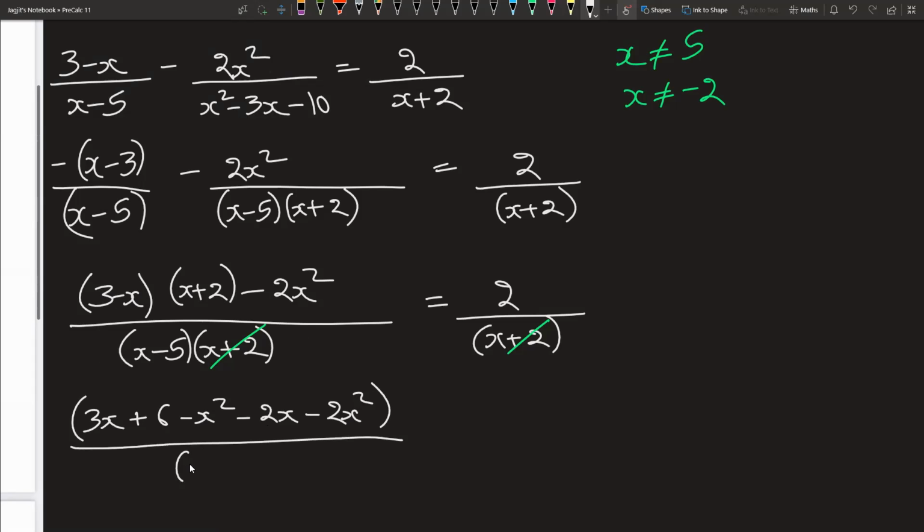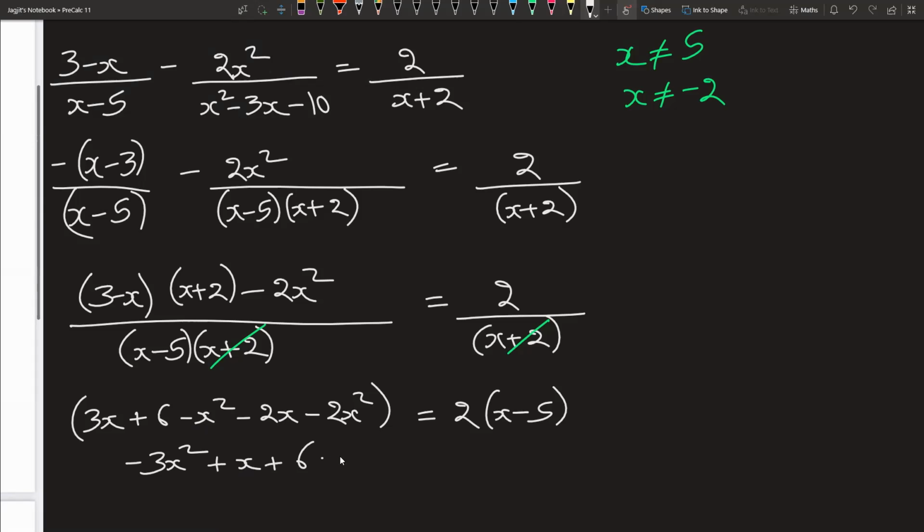At the bottom, I have x minus 5. Now I'm going to cross multiply that. I'm going to take x minus 5, cross multiply by 2. This will become 2 times x minus 5. Okay, let's simplify this. Minus x squared minus 2x squared will be minus 3x squared. 3x minus 2x will just be x. Then we have 6 right there. And that is equal to 2x. And 2 times minus 5 is minus 10.